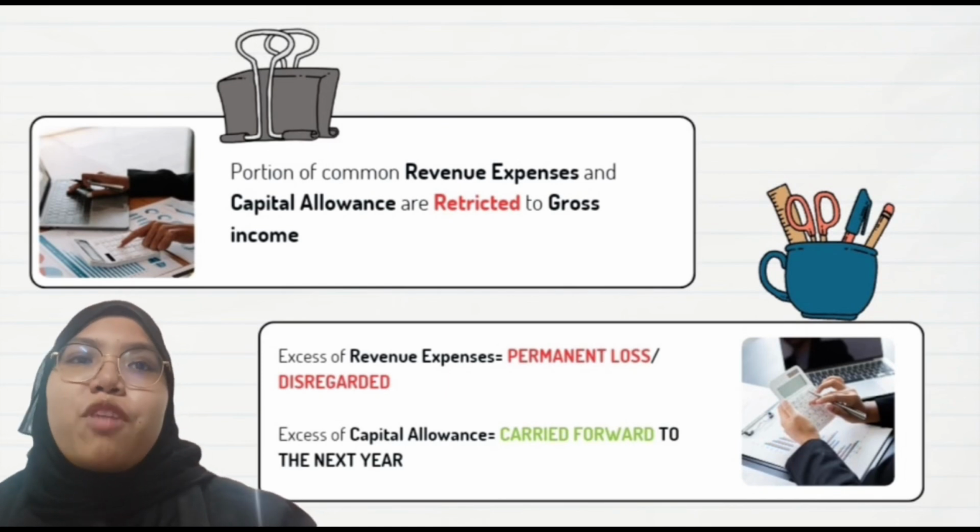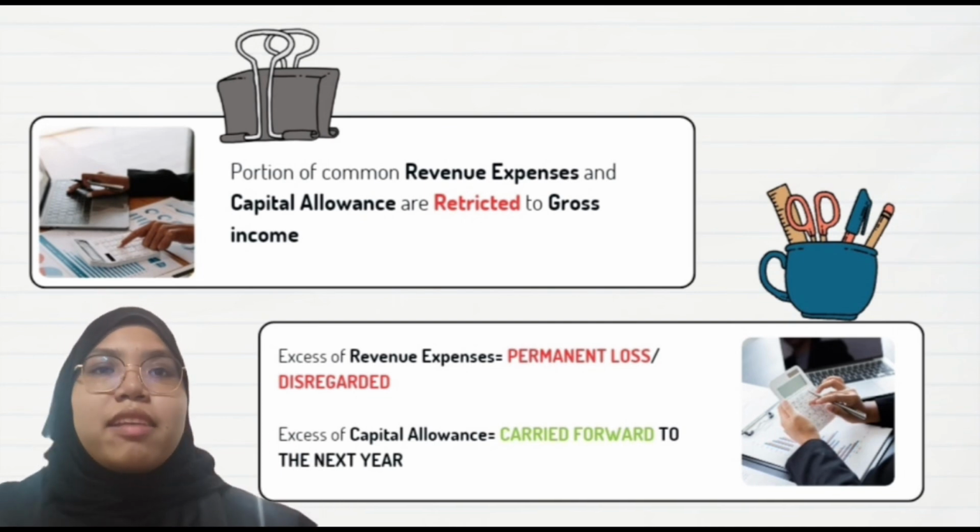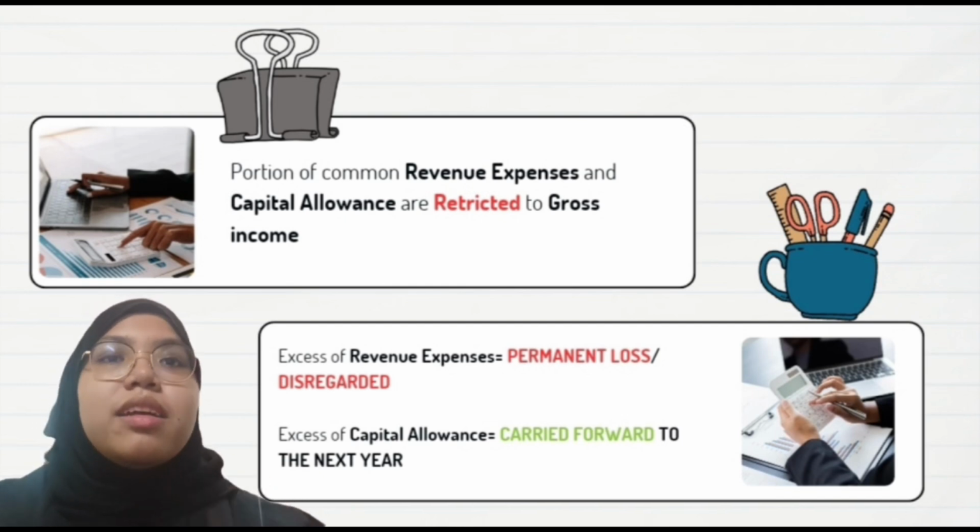However, proportion of common revenue expenses and capital allowance are restricted under the proportion of gross income basis. Any excess of revenue expenses will be a permanent loss or disregarded. Any excess of capital allowance will be carried forward to the next year.